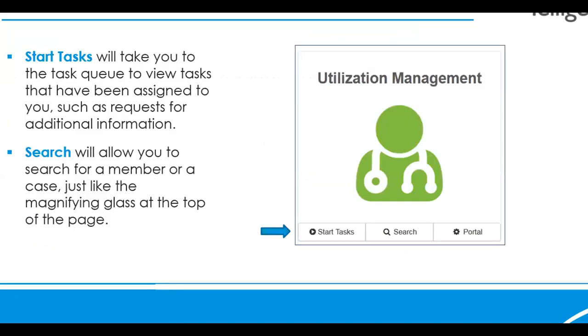In the utilization management box, you have a couple of the same options. So that start task button will take you to the task queue. The search button will give you the option to start either a member search or a case search. So again, same things there in the box as you can find up above in the bar.